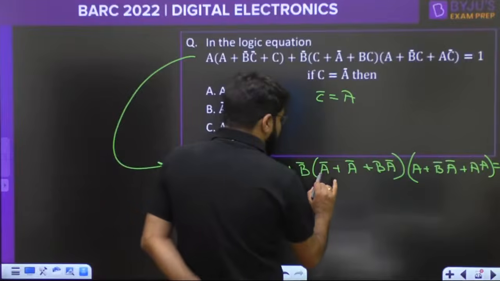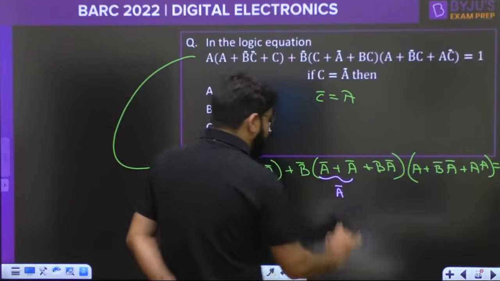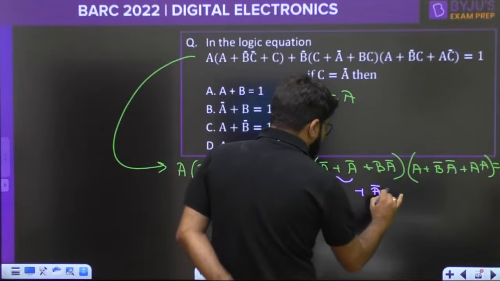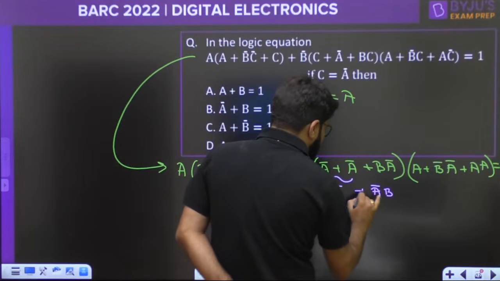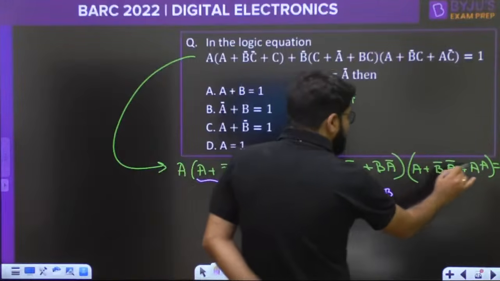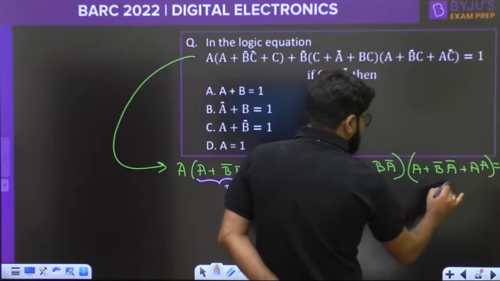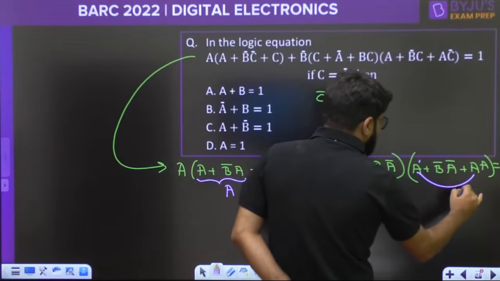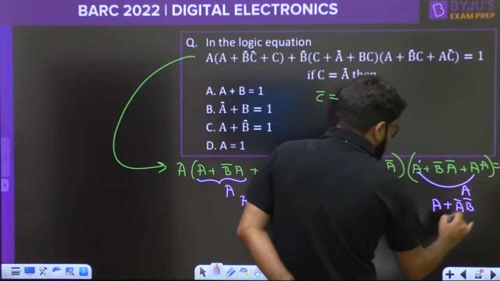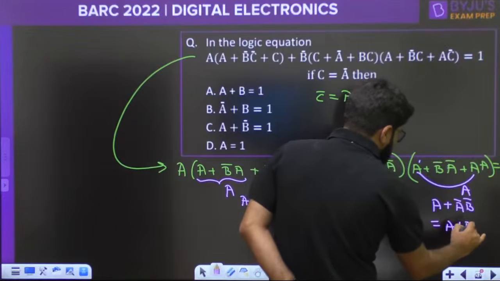Now if you come here, A bar plus A bar is a single A bar, and then plus A bar B. A bar plus A bar B will be A bar, taking A bar common, 1 plus B is 1. So here only A bar is left. Then what is left here is A plus A is A. Combining these two gives A, and then you have A plus A bar B bar, which is equal to A plus B bar.